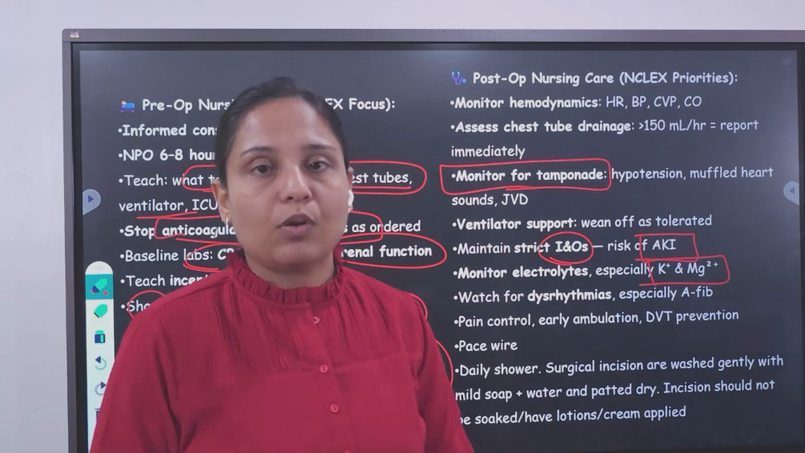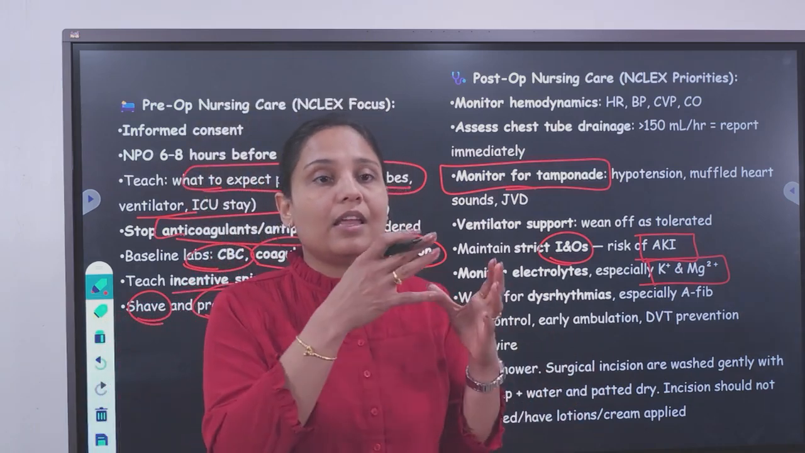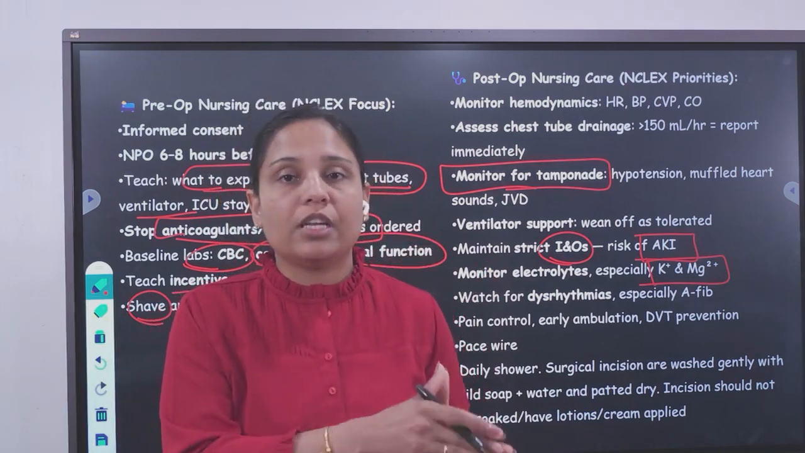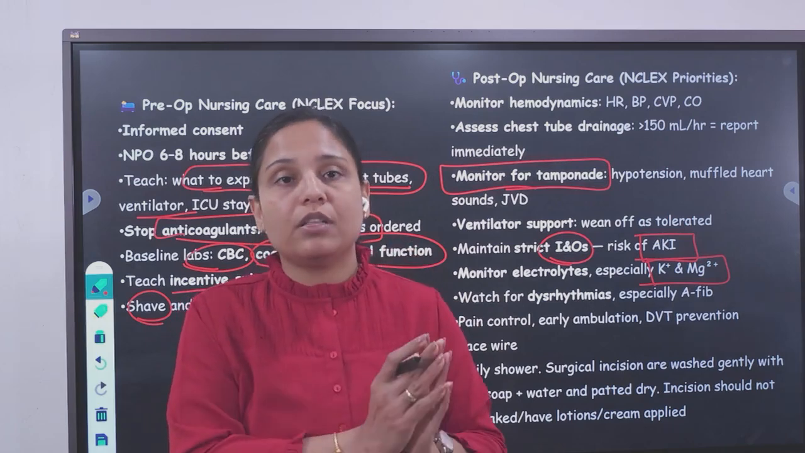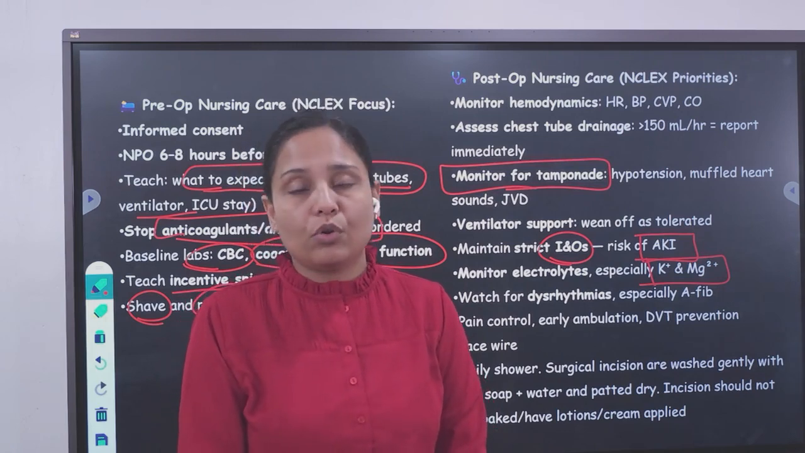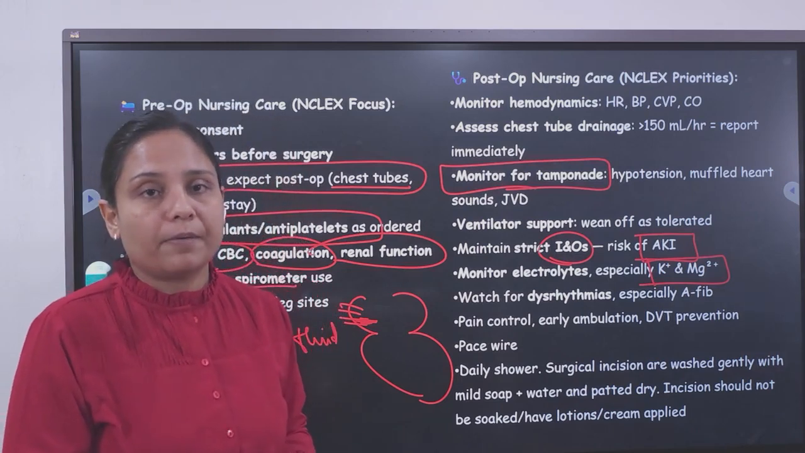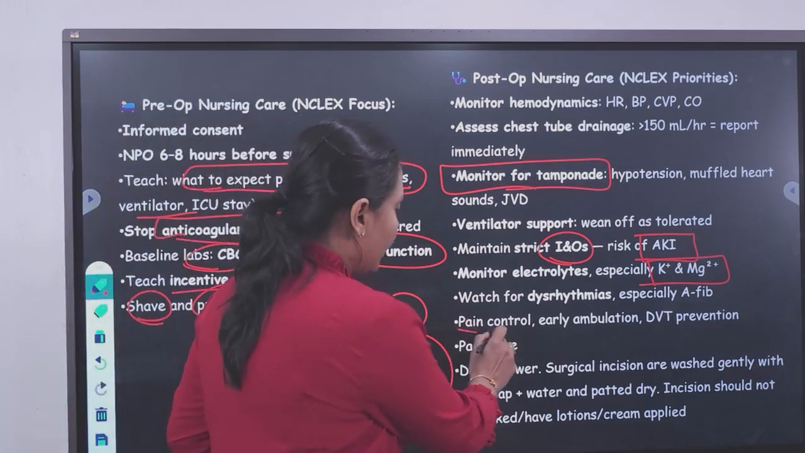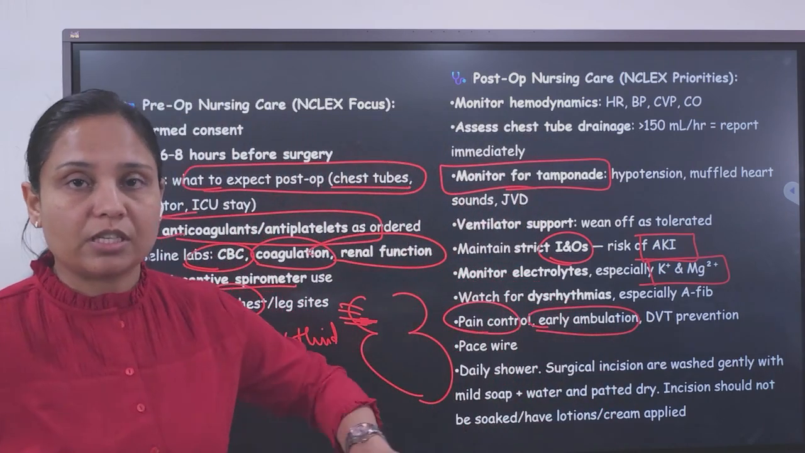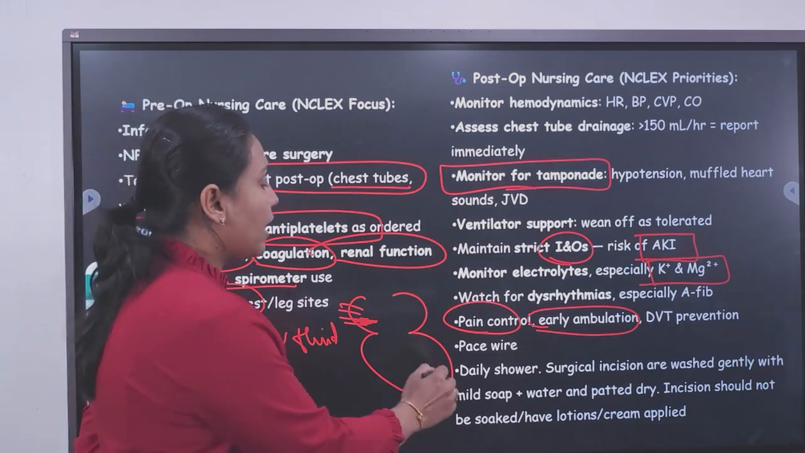Another important thing, once the patient has myocardial infarction and has undergone surgery, there is a higher risk of cardiac dysrhythmia. So during and after surgery, you are going to monitor the patient for abnormal rhythm on the EKG. Continuous EKG will be there, and you are going to monitor for dysrhythmia. Okay. Pain control, definitely pain control, early ambulation, and DVT prevention, because the patient is going to be lying down on the bed for a few days. So you are going to take DVT prevention measures.